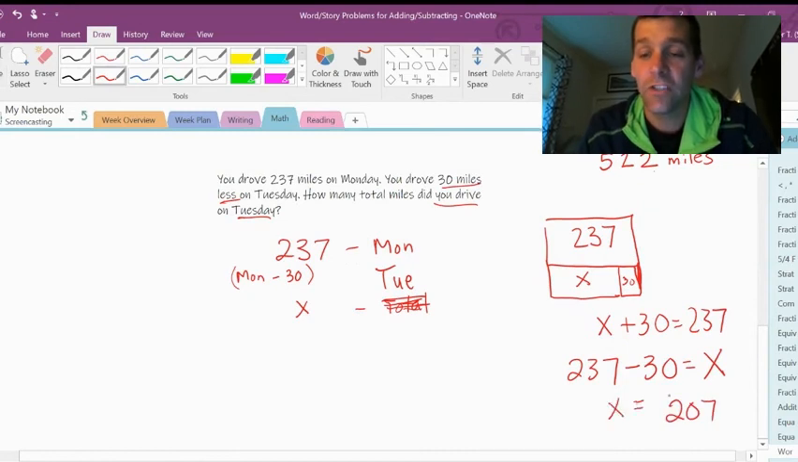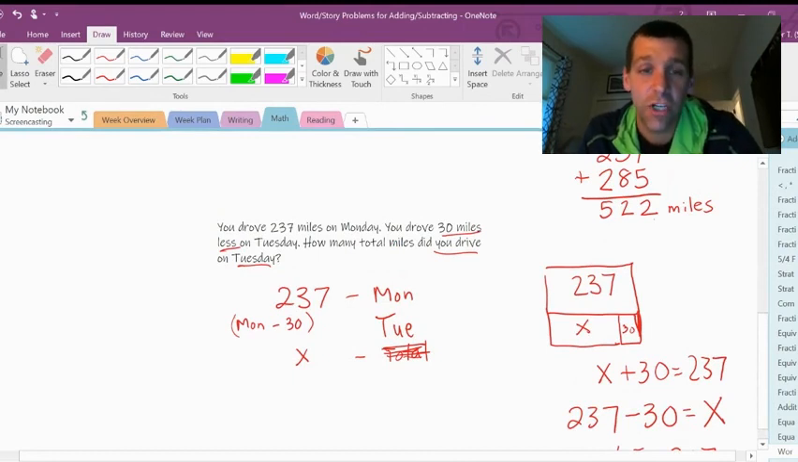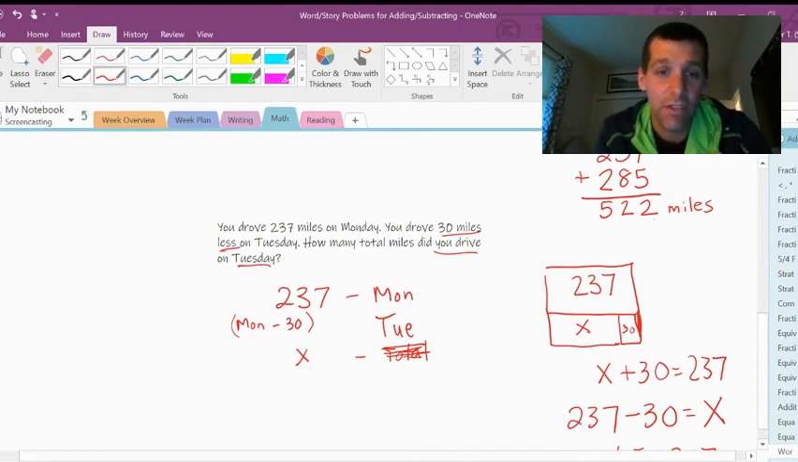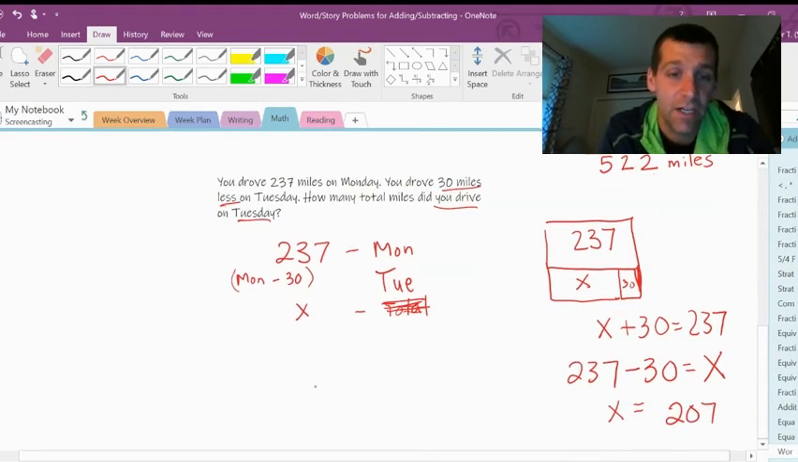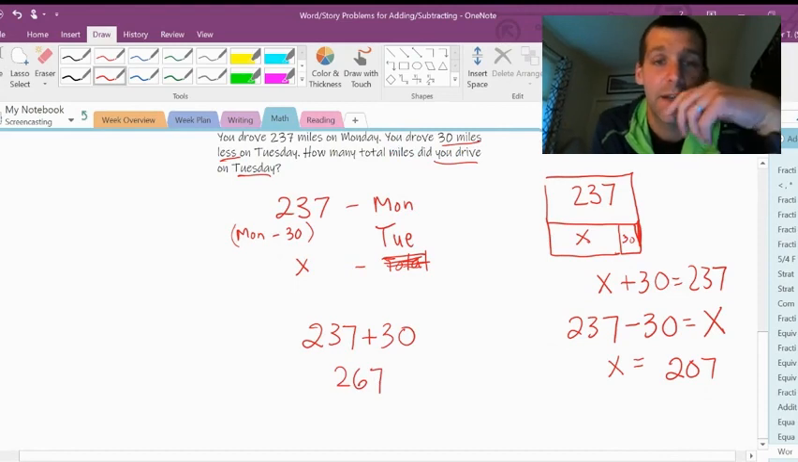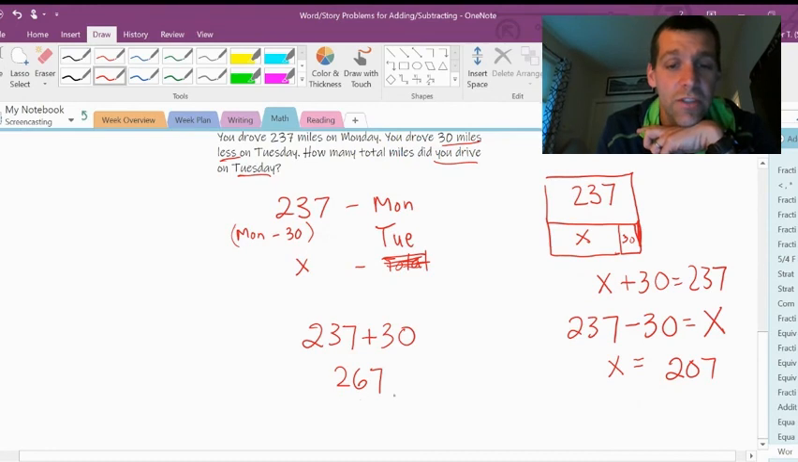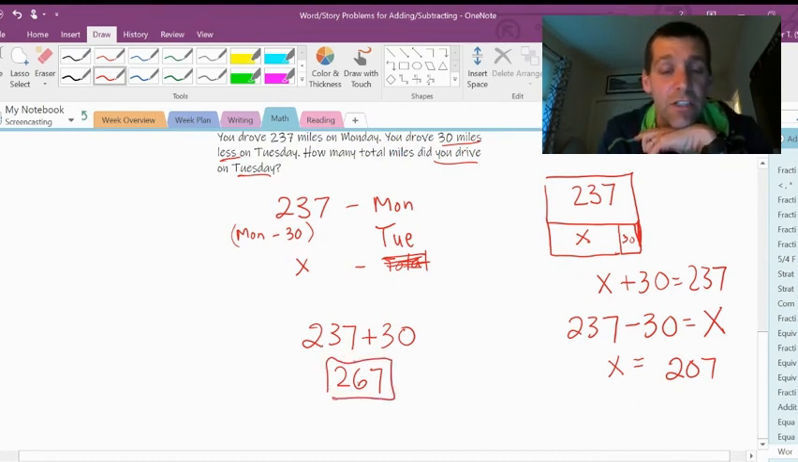As you're working today, you want to make sure that you're looking through what information you have. What are we trying to solve for? Here, if I were looking at this and I said, you drove 30 miles less on Tuesday, and I did 237 plus 30, I would have 267. It says I drove less on Tuesday. Does 267 work? It is not less than 237. So I know that in this case, it cannot be correct.